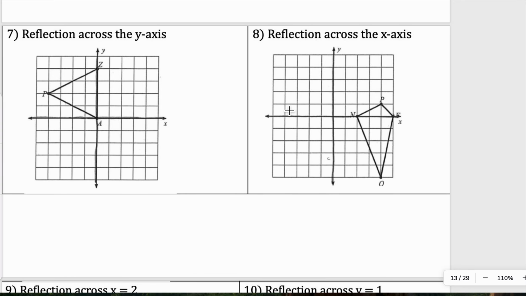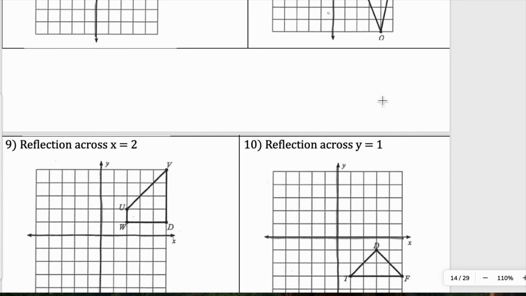Okay, next page, we're going to be looking at some reflections. So reflecting across the y-axis means that Z prime and A prime are going to be in the same spot that Z and A are in, but P prime would end up being reflected 4 units on the other side of my y-axis to create a mirror image that way. And then this one, our x-axis reflection, E prime stays the same, so does N prime, but P prime just slips 1 down. So we have this nice shape just reflecting over itself.